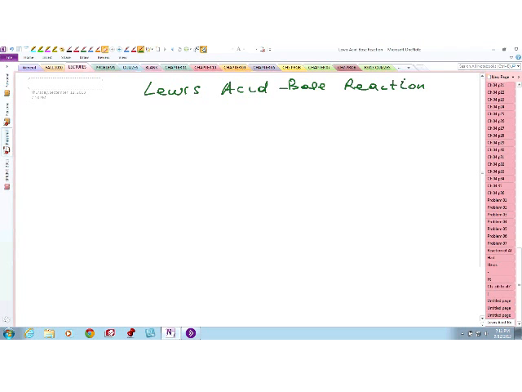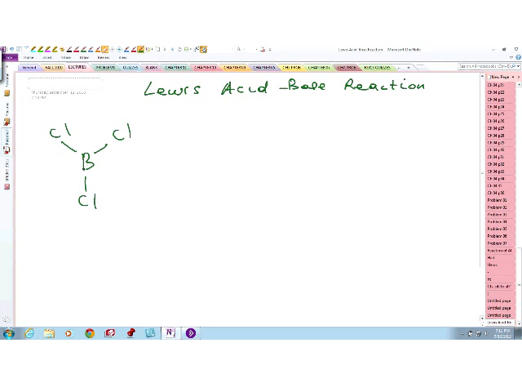What is a Lewis acid? Remember, what is a Lewis acid? Yes, Emeka. Electron acceptor. Okay. Any species that accepts electrons is a Lewis acid, and therefore, any species that donates electrons is a Lewis base. So if I have this molecule here, say I have boron trichloride.